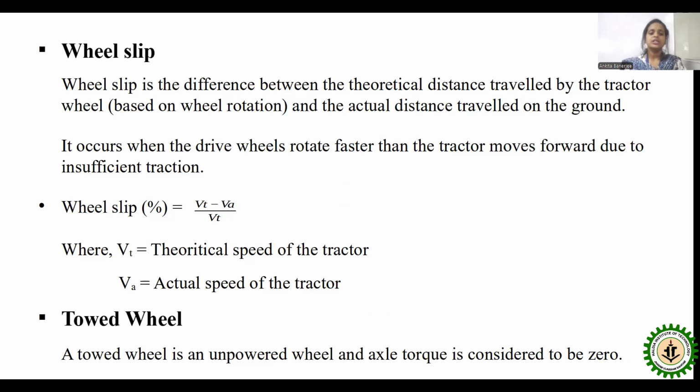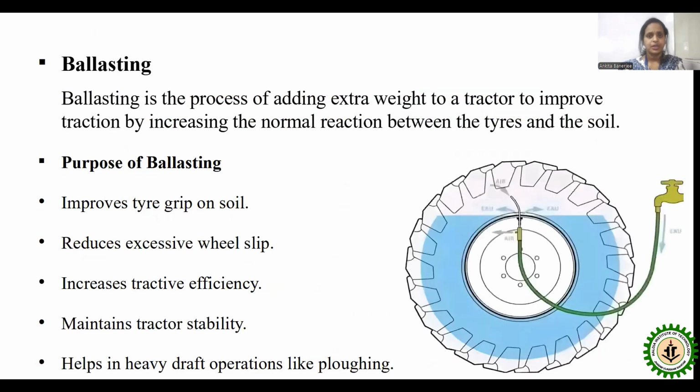Okay, a towed wheel. What is a towed wheel? A towed wheel is an unpowered wheel, and axle torque is considered to be zero, where there is no axle torque. Next point is ballasting. What is ballasting? It is the process of adding extra weight to a tractor to improve traction by increasing the normal reaction between the tires and the soil.